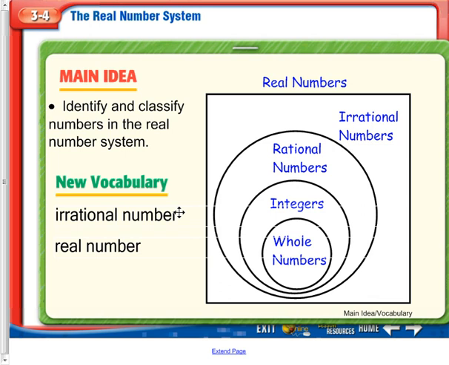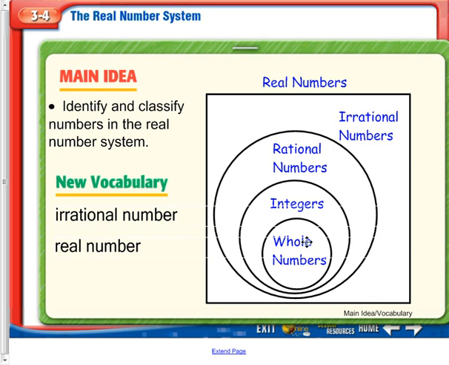In lesson 3-4, we're going to be looking at the real number system and talking about more of the different types of numbers. In yesterday's lesson, I did refer to the words rational numbers and irrational numbers a little bit. So today we're going to identify and classify real numbers in the real number system, and we're going to be identifying what exactly fits where.